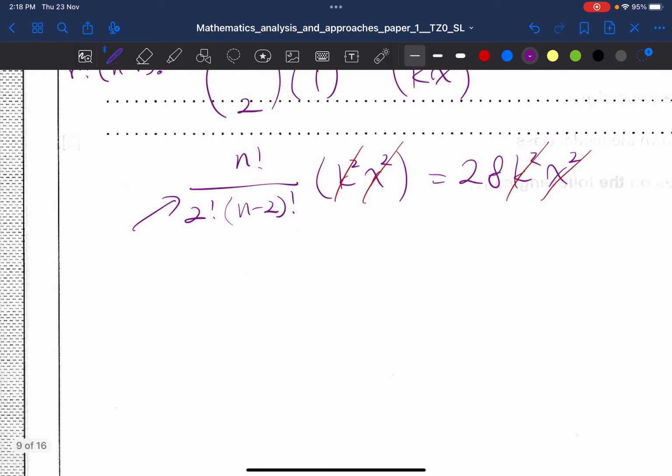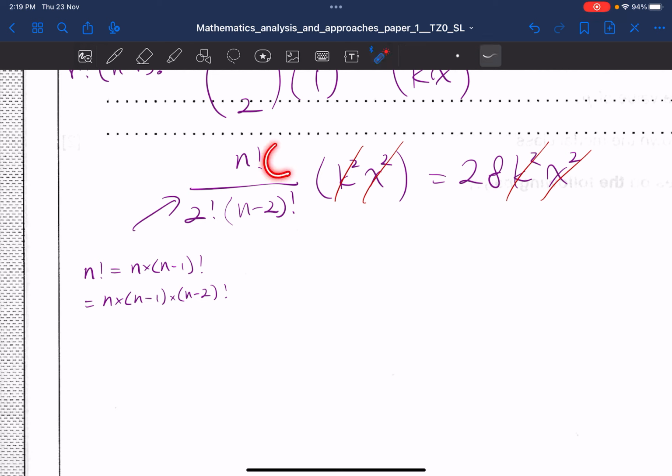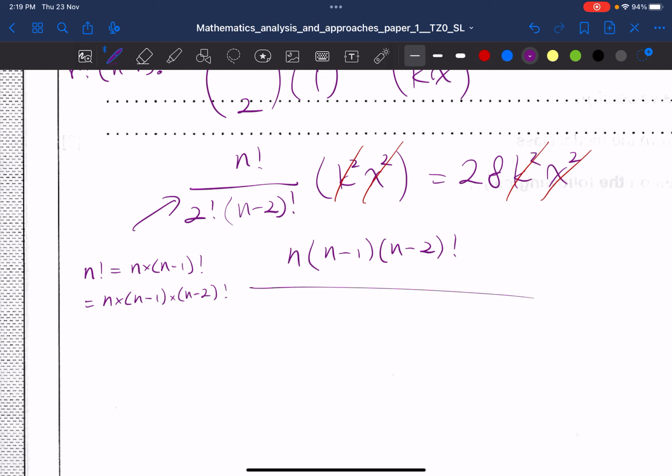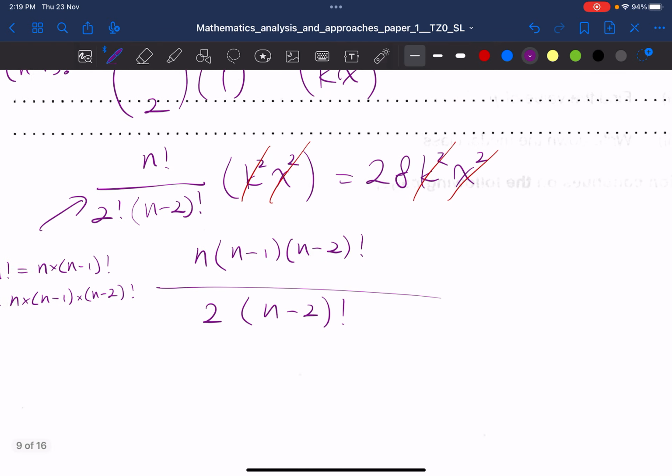Remember one thing is that factorial can be written like this. So n factorial equals n times n minus 1 factorial. Or you can write this as n times n minus 1 times n minus 2 factorial. So we can keep on descending until a point of cancellation, until the numerator on top is the same as the thing at the bottom, so you can cancel it. So the way we do it is as follows. n factorial, write it as n, n minus 1, n minus 2 factorial. And now I'll stop here. Over 2 factorial, which is 2, and then I just copy this here. And this equals 28.